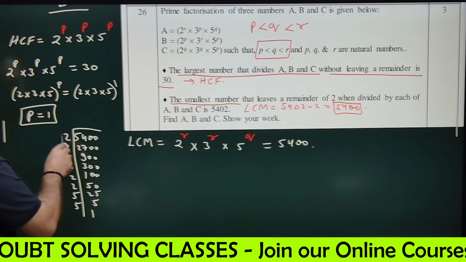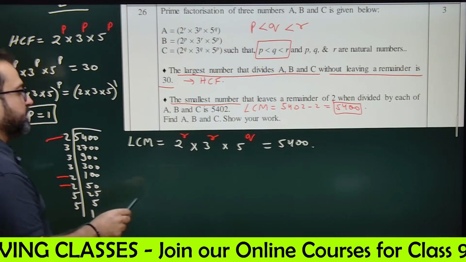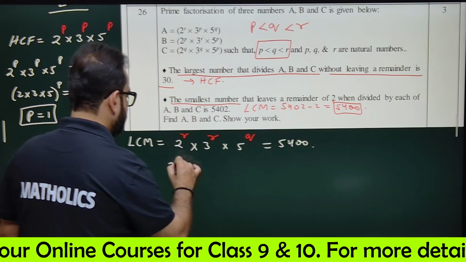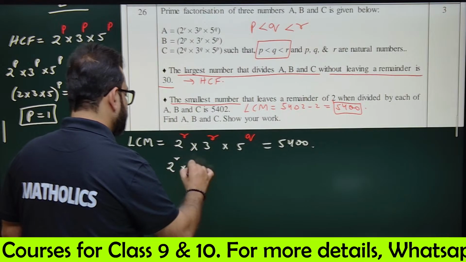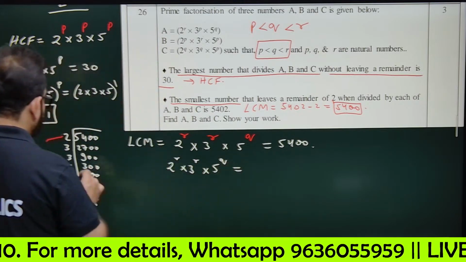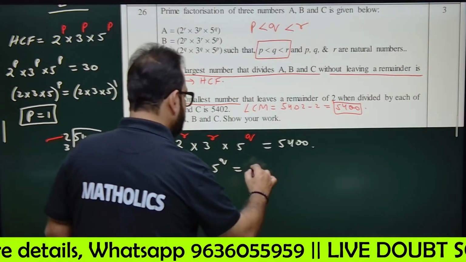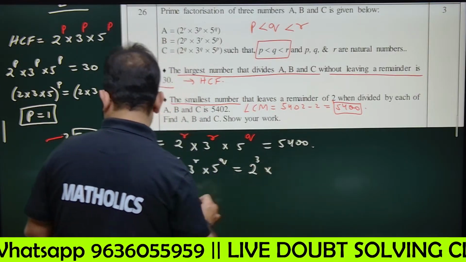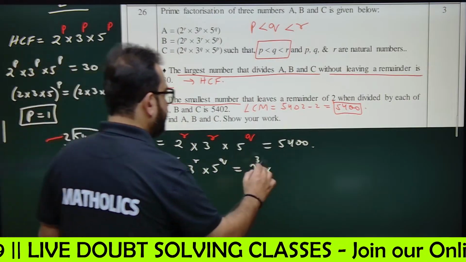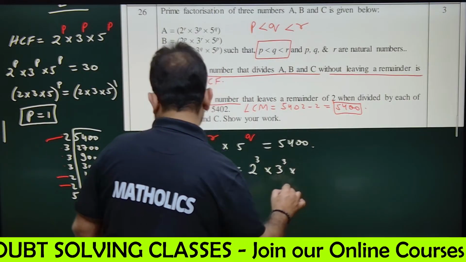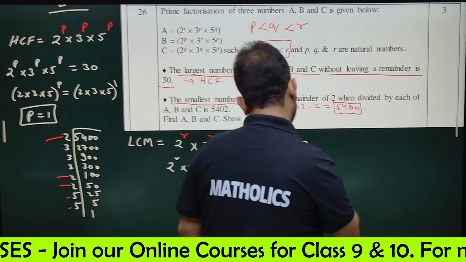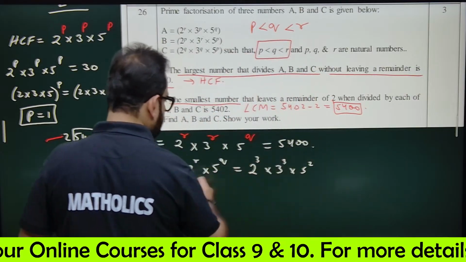So this is 2 how many times? 1, 2, 3. So I'll write it as 2 raised to the power r into 3 raised to power r into 5 raised to power q. That's going to be equal to 2 raised to power 3 into 3 how many times? 1, 2, 3, 3 times. 3 raised to the power 3 into 5 how many times? 2 times, 5 square. Okay, so now you got this prime factorization.